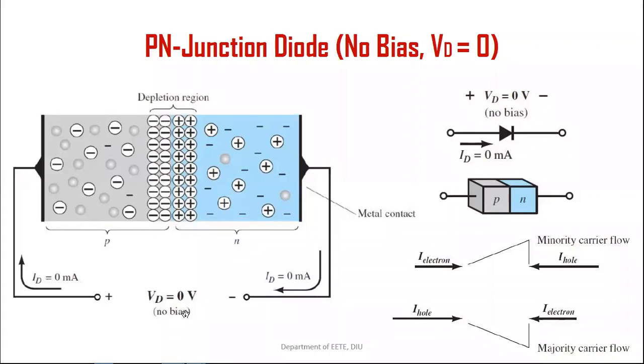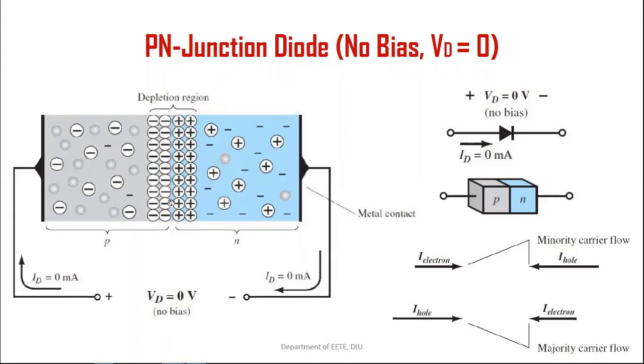At that time what will happen? The main result I am telling you early: no current will flow, the current will be 0. Why? I'm discussing it. We already discussed the majority carrier and the minority carrier. Remember, current is produced by both minority carriers and majority carriers. And what about this condition?